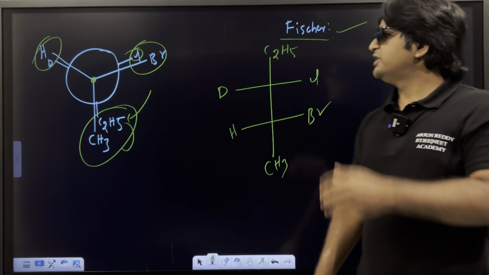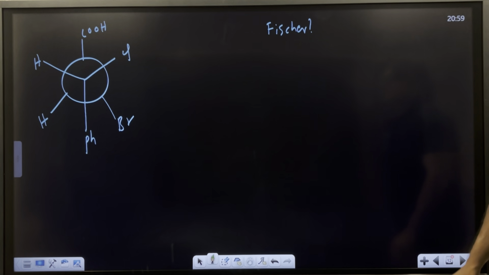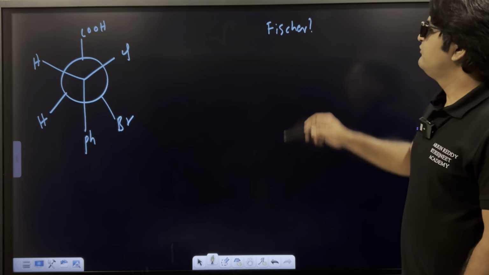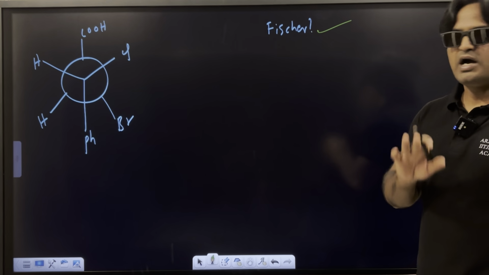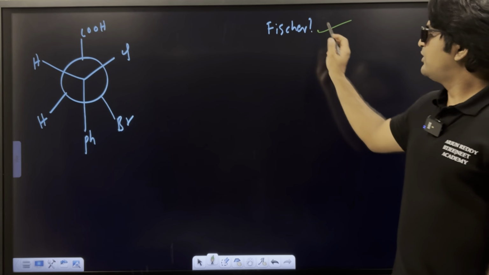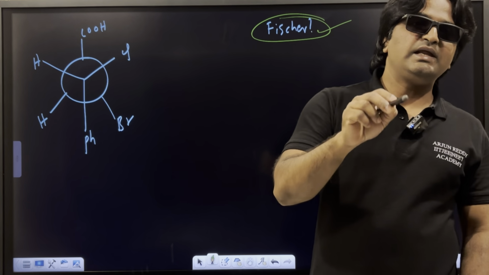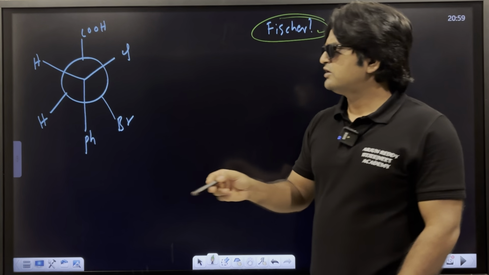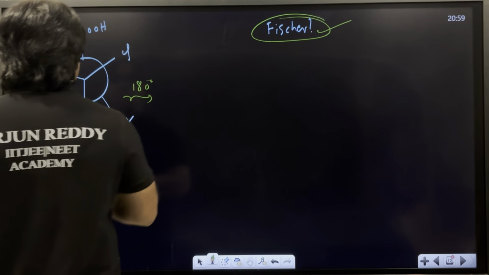That is the way of converting Newman to Fisher. Okay, come to the next example. Here Newman is given, and in which form are they asking? Fisher. How is it possible to convert? Already you know that whenever you want to convert into Fisher form, Fisher is always fully eclipsed, but here this is not eclipsed. Okay, convert into fully eclipsed form just by rotating with 180 degrees angle.